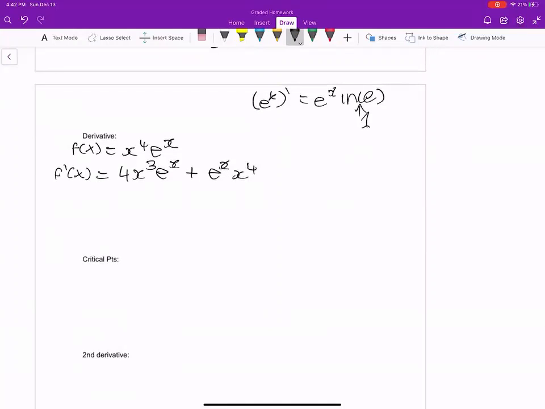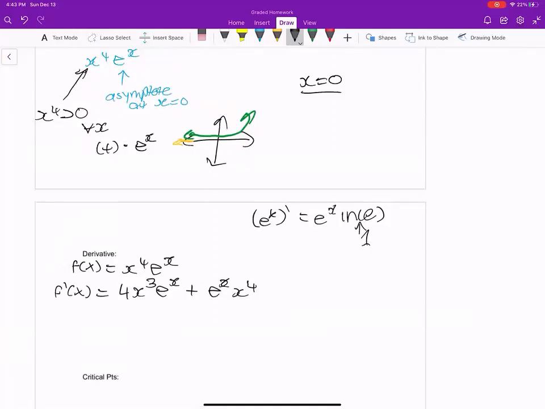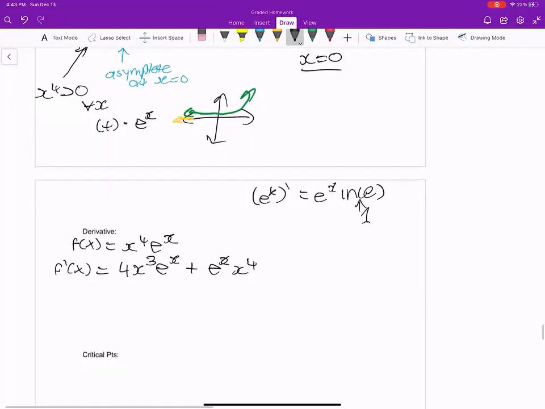So the critical points, if you remember, do we show that? Yeah, the asymptote. It doesn't really cross it. It has an x-intercept at it, but yes, in the graph you would show the x-intercept.